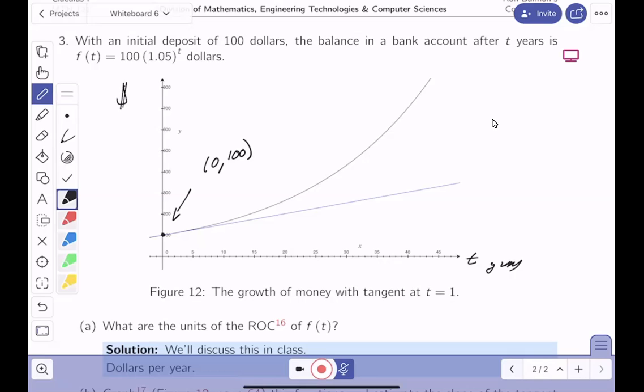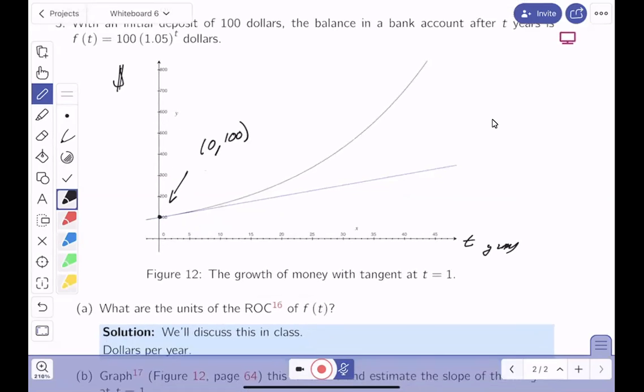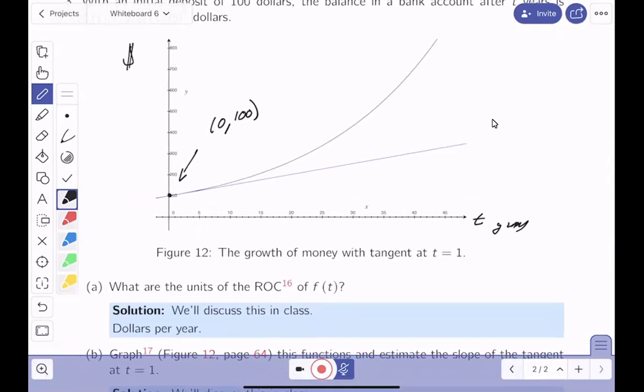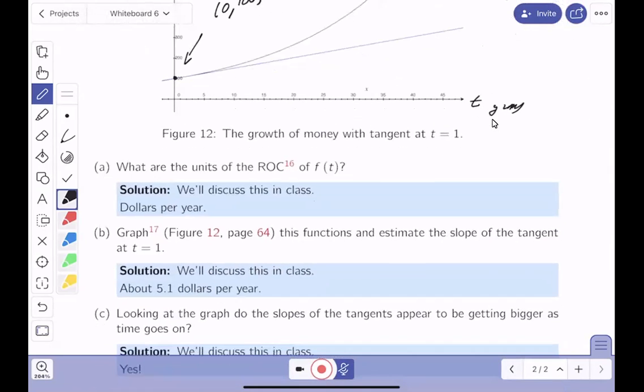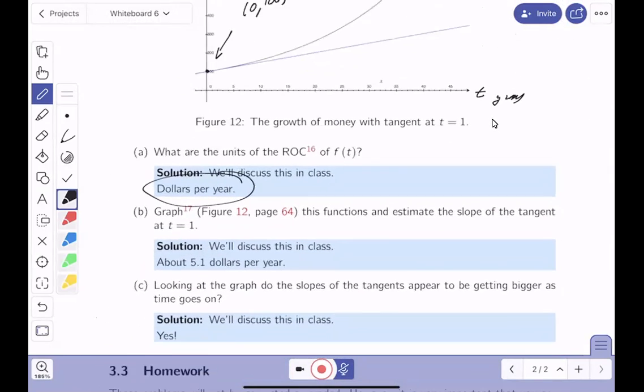What do they want you to do? Let's read it. All right, let's be careful about this. What are the units of the ROC? So what's the ROC? It's the rate of change. Well, the rate of change is really just that delta F over delta T. What's delta F? It's dollars. What's delta T? It's years. So what's the ROC? It's dollars per year. That's done. All right, next.